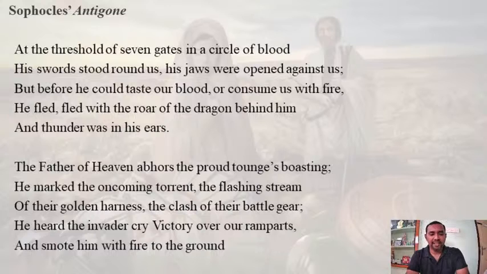At the threshold of seven gates in a circle of blood, his swords stood round us. His jaws were opened against us.